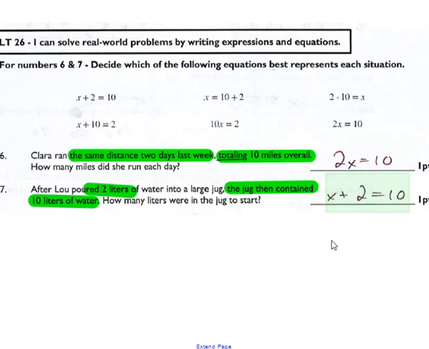Well, if I show that mathematically, that was this one. Something plus 2 will equal 10. And that one was right up there. That was that one. Okay. That shows this scenario because it had some water in it. He added 2 more and it resulted in 10 liters total. So that was that one, not any of the others.